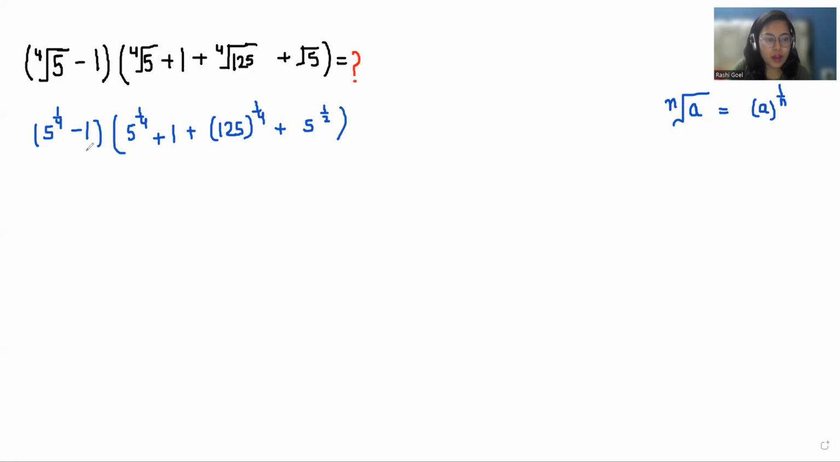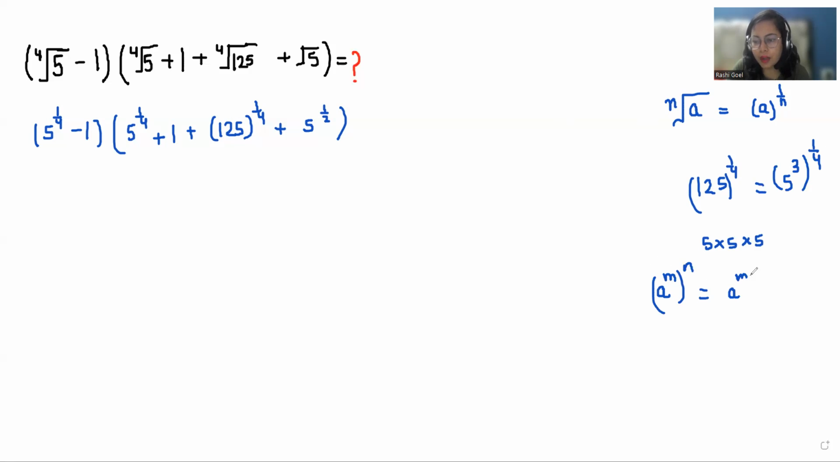Now we have to multiply, so 125 power 1 by 4 we can simplify. 125 we can write as 5 times 5 times 5, that is 5 power 3, and whose whole power is 1 by 4. So according to the exponent rule, a power m whole power n is equal to a power mn, so we can write it as 5 power 3 by 4. So I'm going to replace it by 5 power 3 by 4.